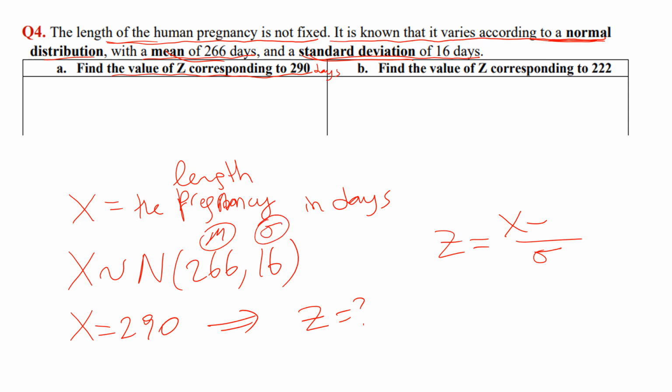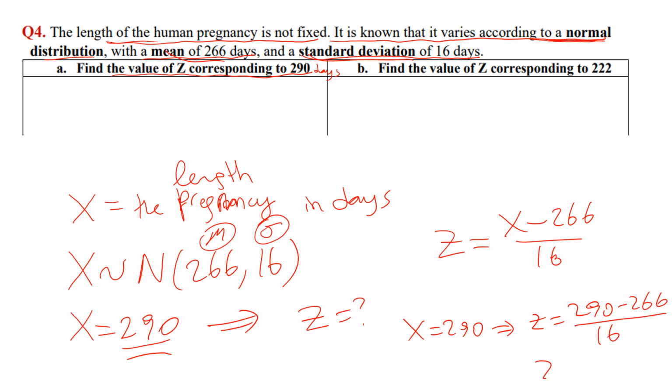So we can write this as z equals (x minus 266) divided by 16. Now, for x equal to 290, z will be equal to 290 minus 266 divided by 16, which will be equal to 24 over 16, which is equal to 1.5. So the z value corresponding to 290 is 1.5.